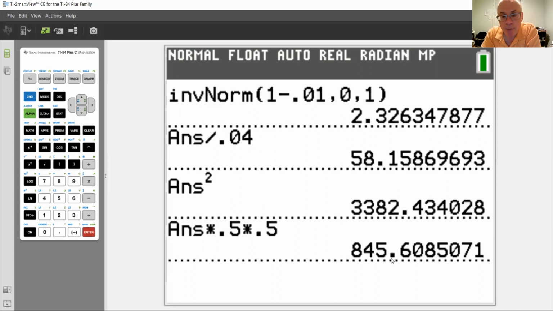I get 845.6. It doesn't matter what the decimal is. I'm going to round up to the next whole number. And that means my minimum sample size is 846. All right, 846 is the minimum number I have to survey.